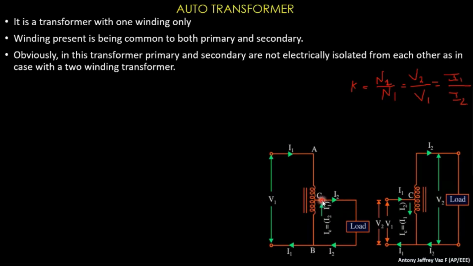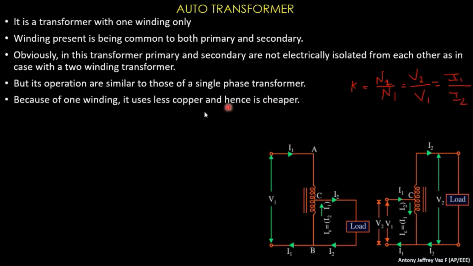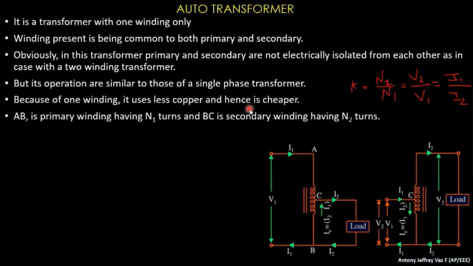You will have a mechanical lever system which will move the connection point C over the coil between A and B. But its operation is similar to that of a single-phase transformer. The operating principle of the auto transformer is the same as that of single-phase transformers. Because of one winding, it uses less copper and hence it is much cheaper.